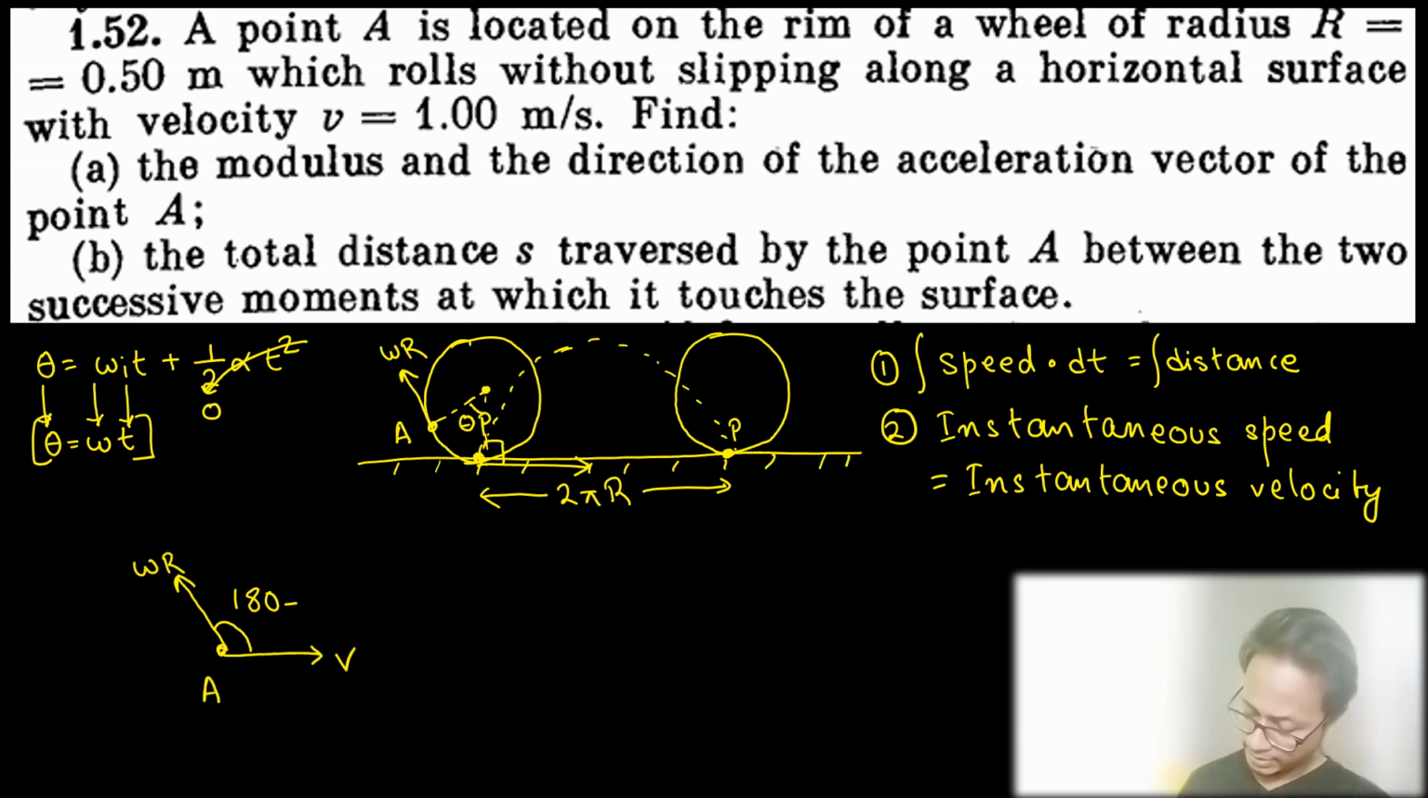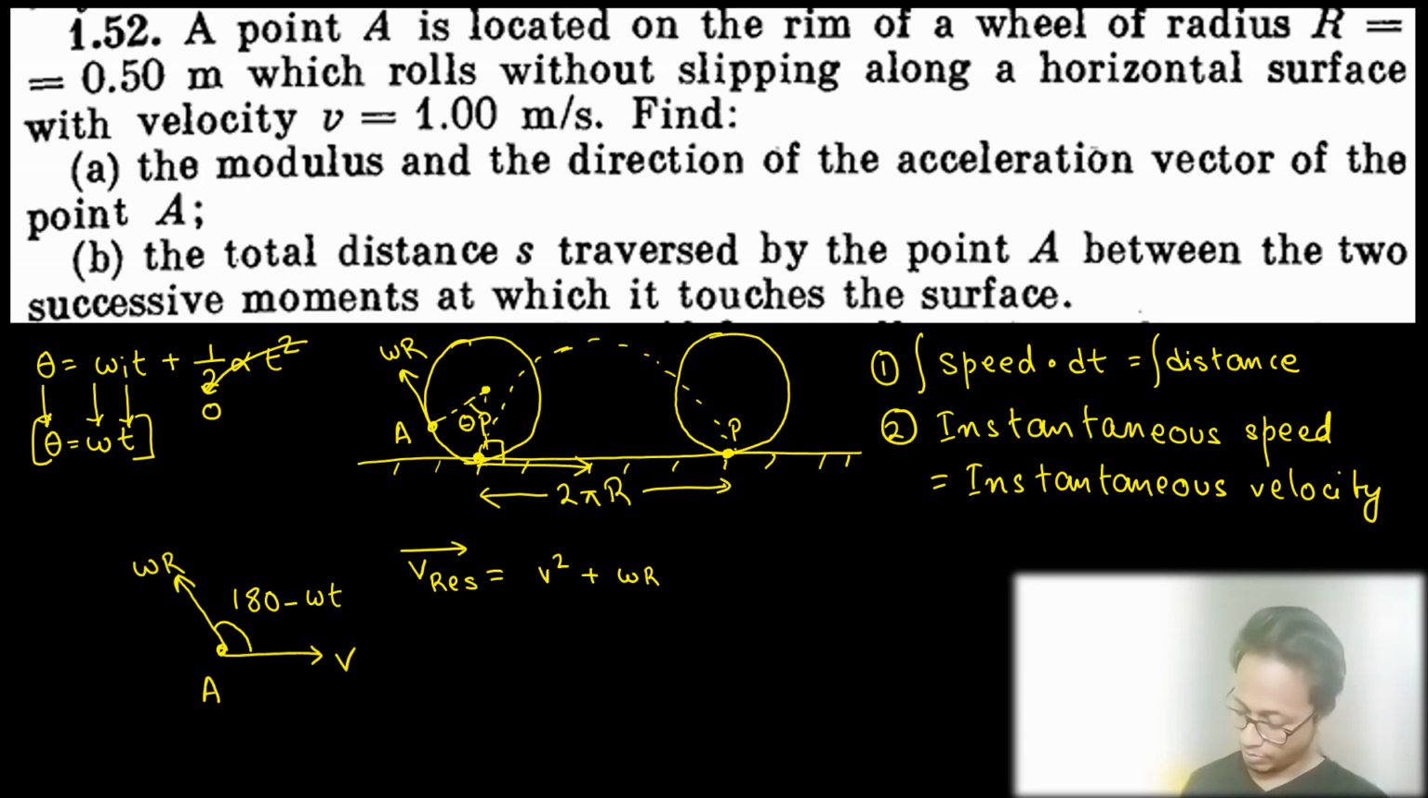Now this theta can also be written as omega t. Why? Because angular acceleration is equal to 0, theta is equal to omega t. So I can write the resultant velocity at point A is equal to v square plus omega r square.